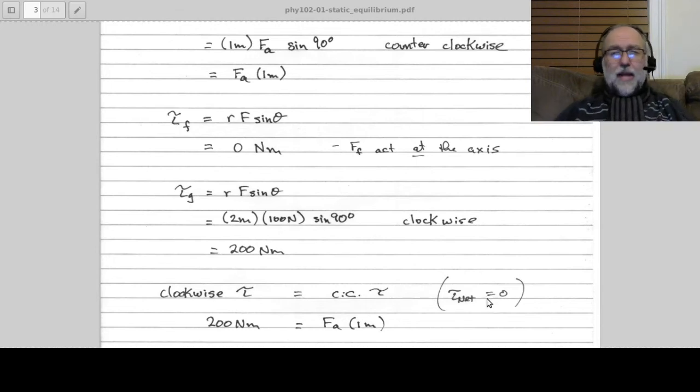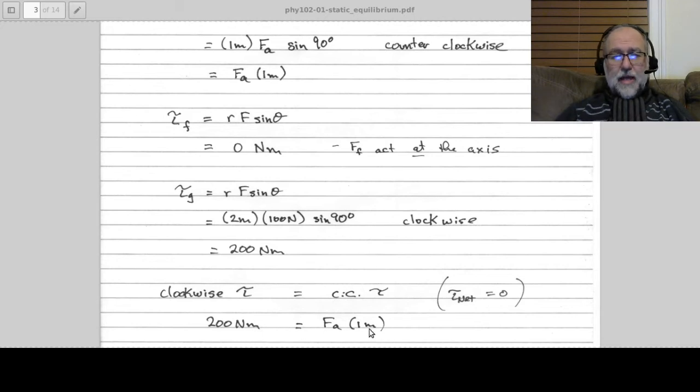I didn't want to use a bunch of positive and negative signs. You could say the counterclockwise are positive and the clockwise are negative, and so the negatives and the positives will all add up. But I think intuitively it's just easier to say that all my torques in one sense have to balance all the torques in the other sense. So my clockwise torque, I only have one, 200 newton meters, and my counterclockwise torque, I only have one, Fa times 1 meter, like that.